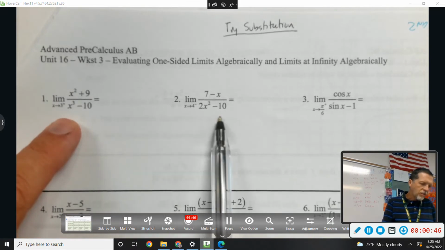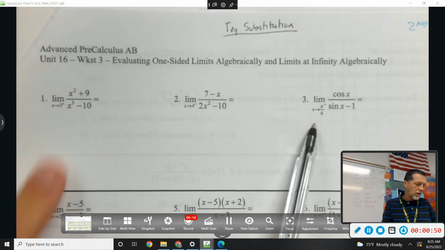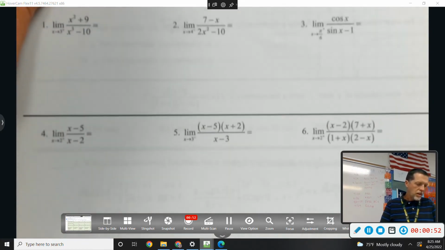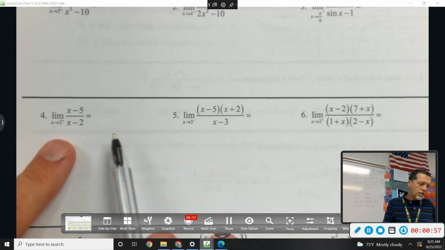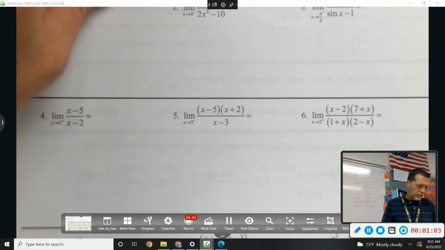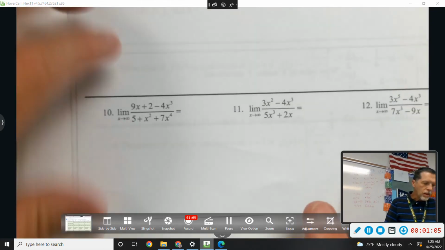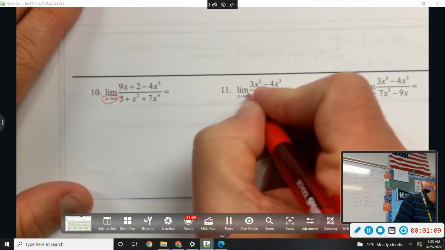Let's see, I think the first three were all just substitution, nothing crazy on the first three. And then things start getting a little interesting with the next set. Yes? Can you do number 10? Okay, as x goes to infinity.